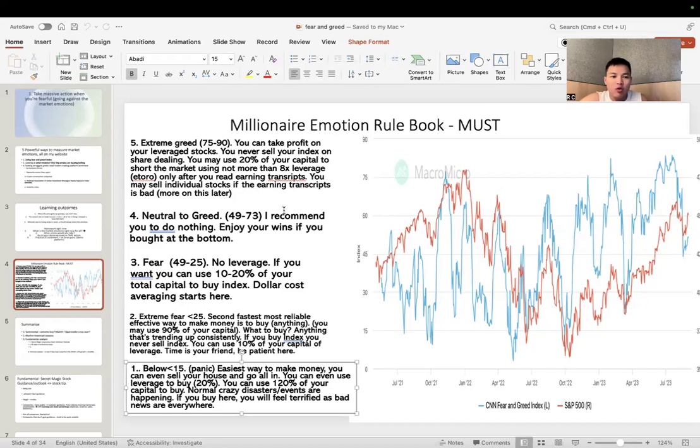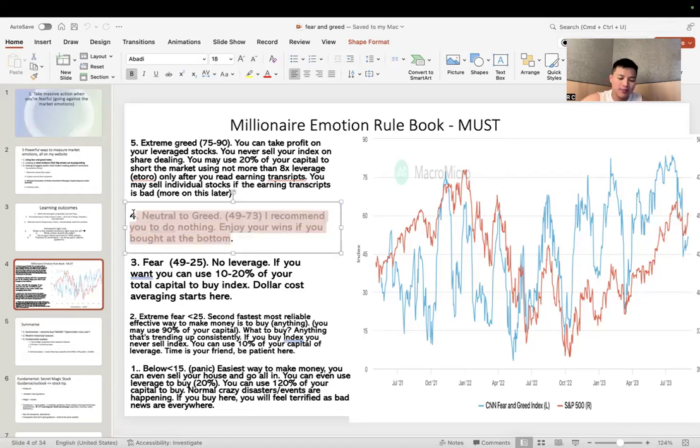When we are in the neutral stage, I recommend you do nothing. Enjoy your wins if you bought at the bottom. Today, everyone else is enjoying their wins. Obviously if you just joined, you don't. But people who have been with me for the longest time are screaming with their profits because they bought a lot during the extreme fear stage of the economy, which I'm very, very happy to hear about.